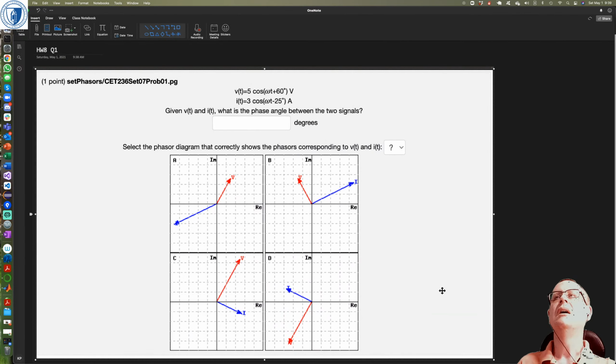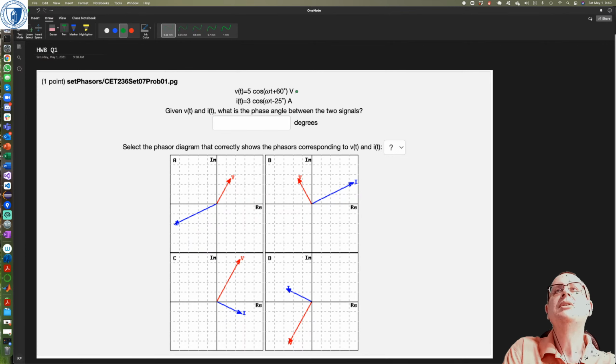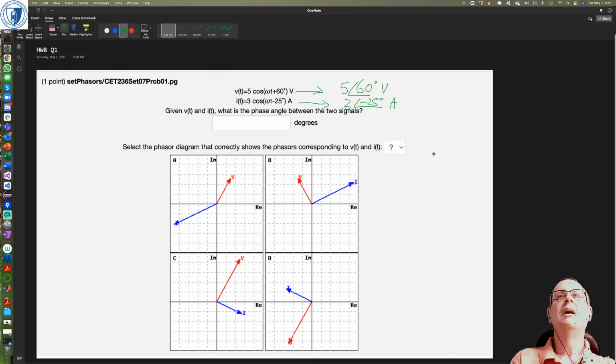Right, so let's just have a look at what that means. The way we translate this is to 5 angle 60, and that would be volts. And the way we translate that into a phasor is 3 angle minus 25 degrees, and in this case it's amps. Okay, and remember with our angles, this is the real part, this is the imaginary part, and the positive direction of theta is counterclockwise.